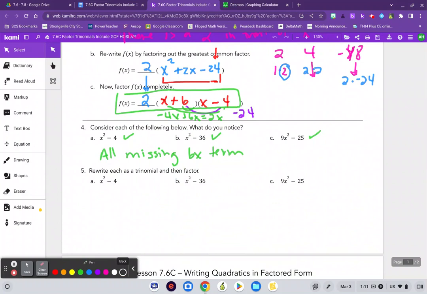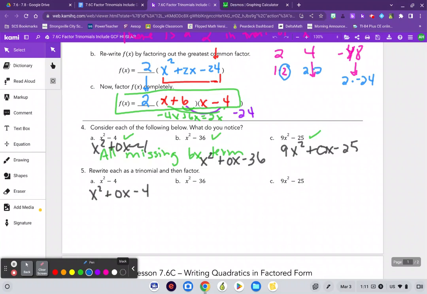And so what that means is that I could rewrite all of these as like 9x squared plus 0x minus 25. Or I could rewrite this as x squared plus 0x minus 36. Or I could write this as x squared plus 0x minus 4. I can rewrite that middle term as a 0 term so that it looks as though I have a bx term, okay? And so that's what it says. Rewrite each as a trinomial and then factor. So I'm going to rewrite x squared minus 4 as x squared plus 0x minus 4. And now I'm going to factor, right?